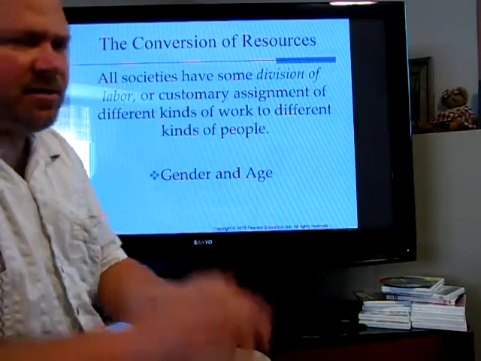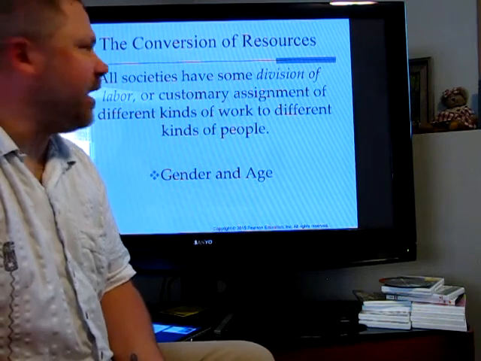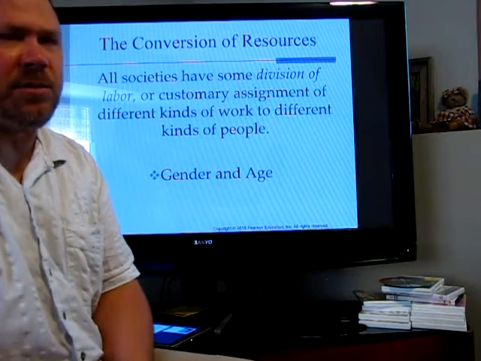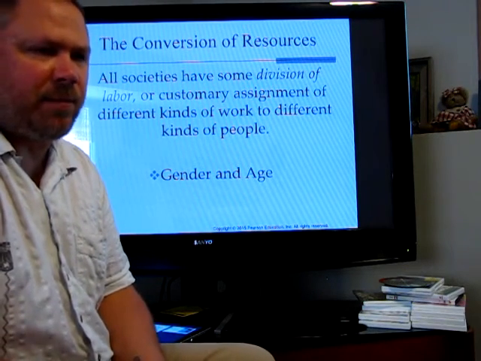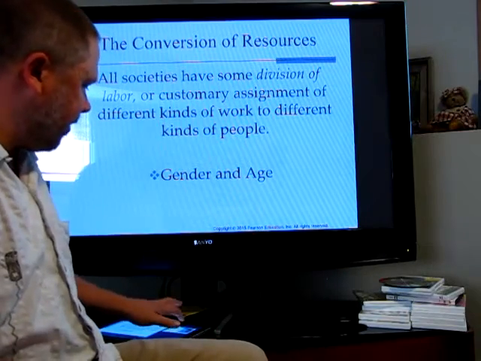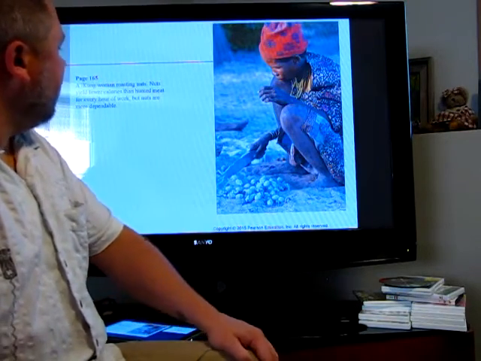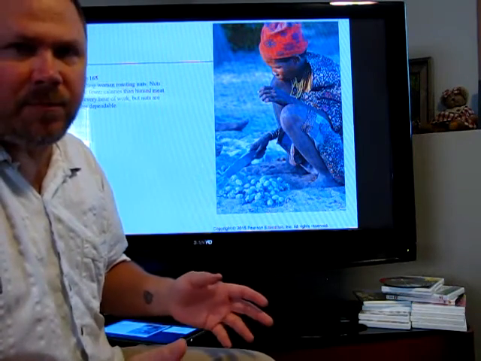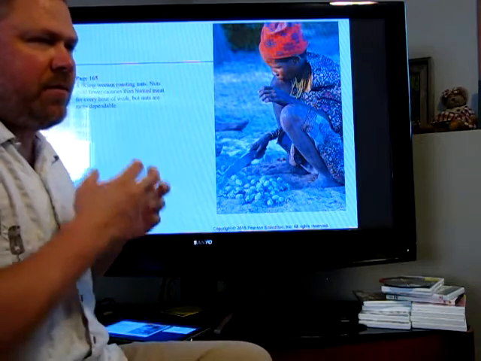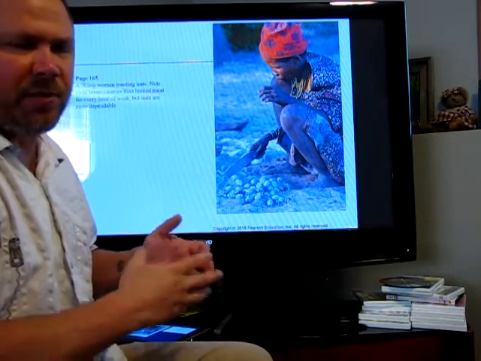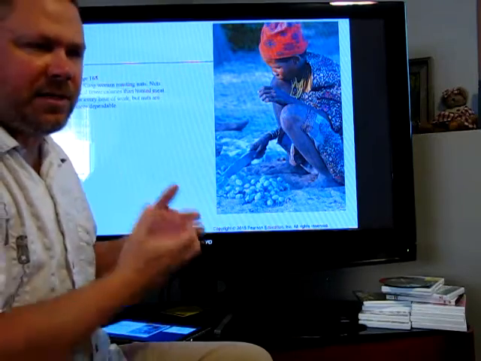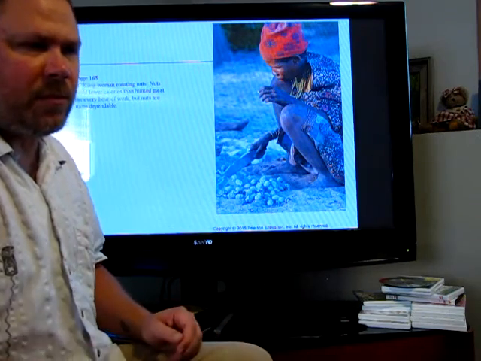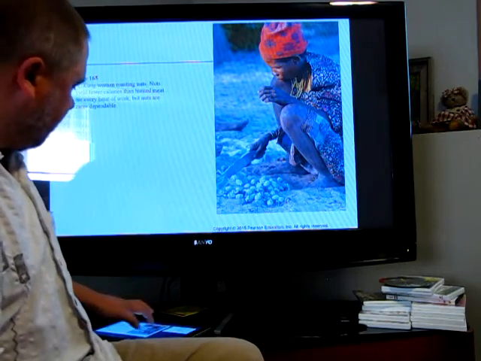So all societies, this is a universal. All societies have some division of labor, different kinds of work to different kinds of people, and all societies have division of labor based on gender and age. So here's a woman roasting nuts, and then you could think about caloric contribution to the group. If gathering is really important and provides most of the calories, women tend to be more important in those societies than in a society where men's activities provide most of the calories.